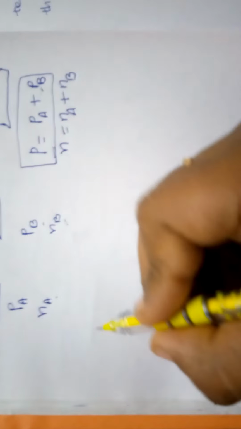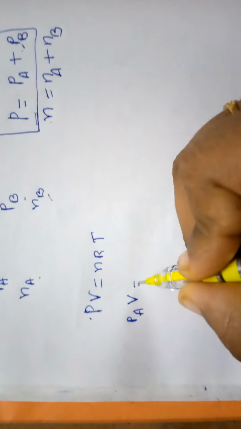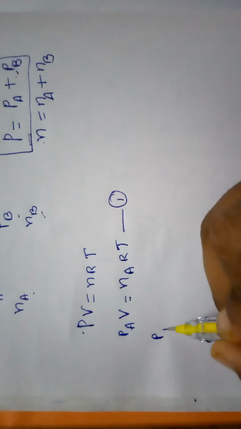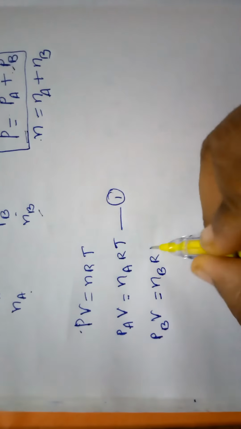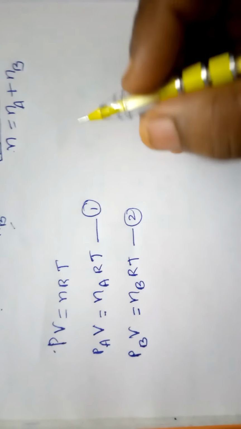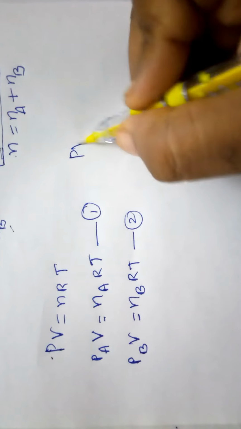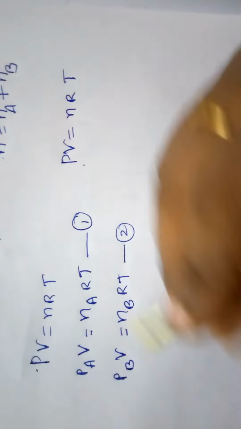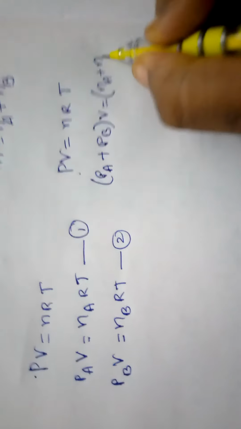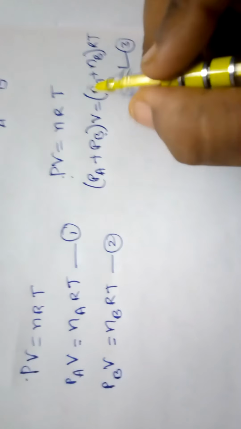Now, applying the ideal gas equation. What is the ideal gas equation? PV equals nRT. For A, PA into V equals Na RT, let it be the first equation. For B, PB V equals Nb RT, let it be the second equation. What is the total pressure? Total pressure P, PV equals nRT, so we can write (PA plus PB) into V equals (Na plus Nb) into RT. Why? The total pressure is the sum of the partial pressures, and the total number of moles is Na plus Nb.